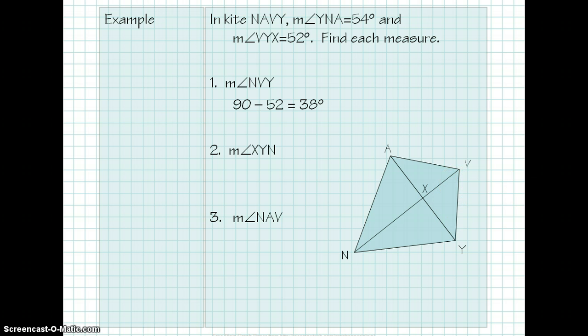Then for XYN, this one right here, well, basically what we've got here is an isosceles triangle. So we're going to take 180 minus this vertex angle here, the 54 degrees, divide it by 2, and we get 63 degrees. And then finally, NAV is going to be this angle plus this angle, so we get 115.